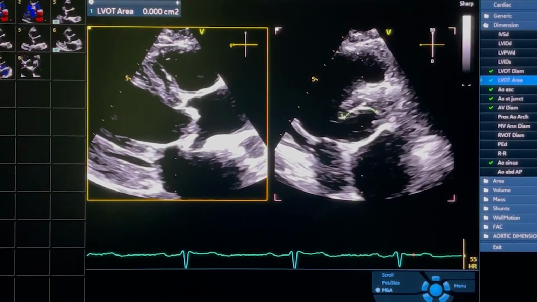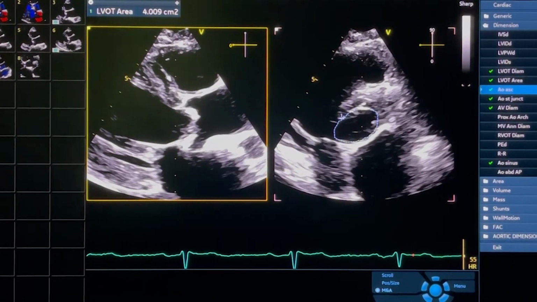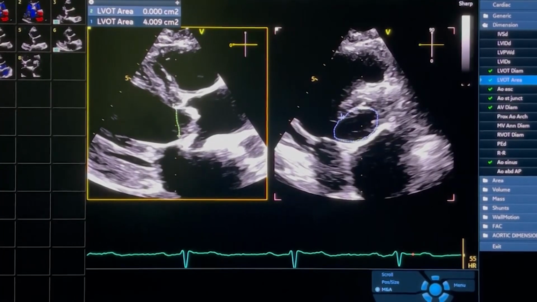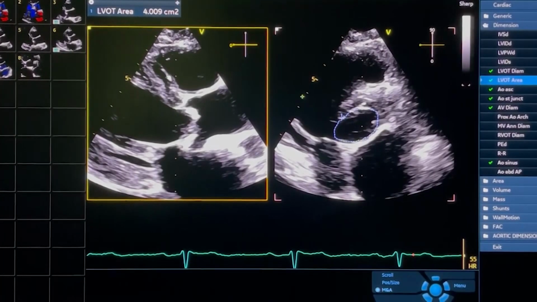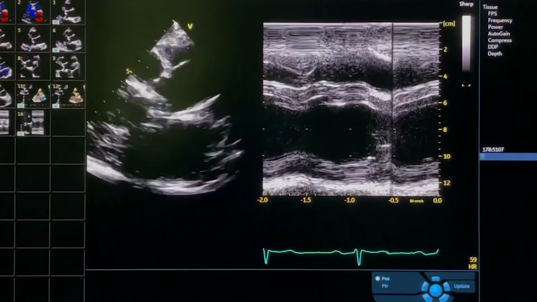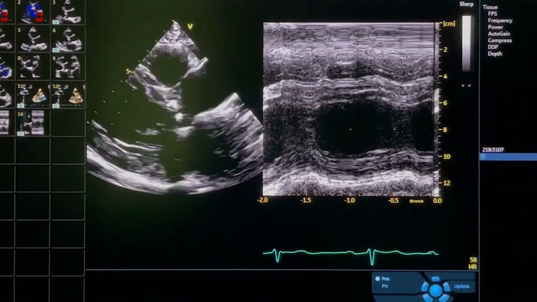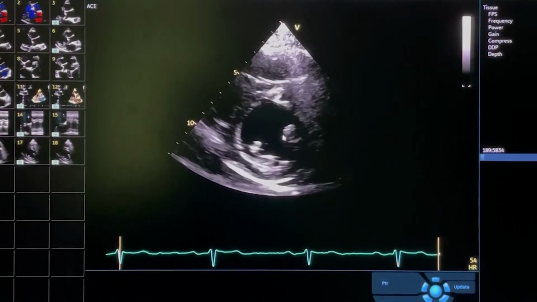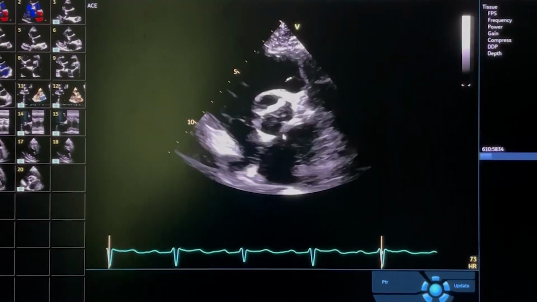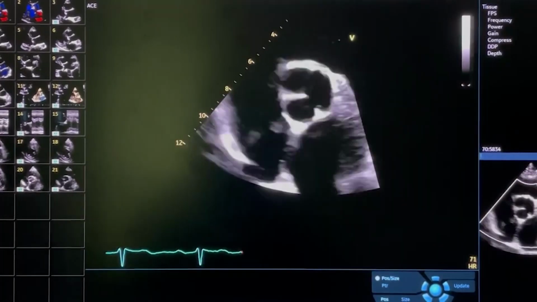We can try a biplane method where we measure the area of the LVOT by planimetry. The results of the continuity equation with planimetry is usually slightly larger than with LVOT dimension only. So here the LVOT area by planimetry is 4 centimeters square, whereas the LVOT diameter is 2 centimeters, which comes to 3.14 centimeters square. Here the short axis of the left ventricle showed reduced left ventricular function.